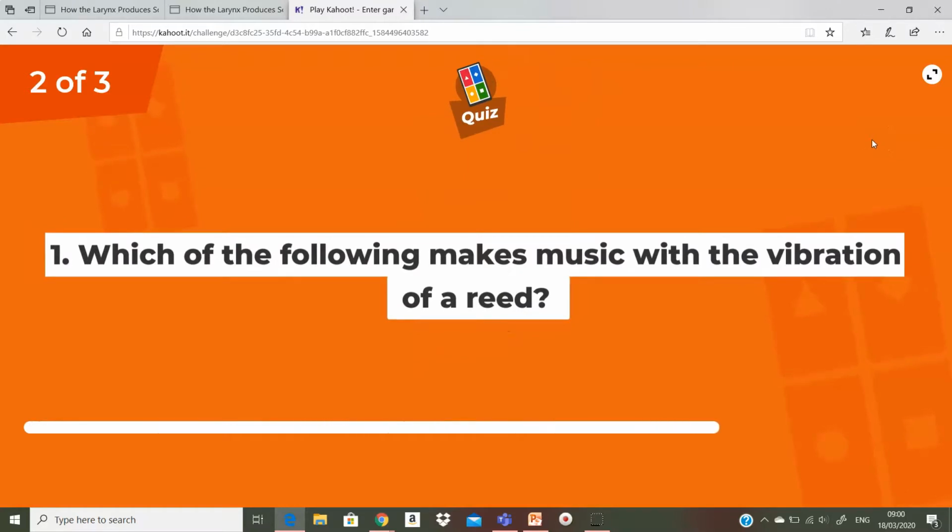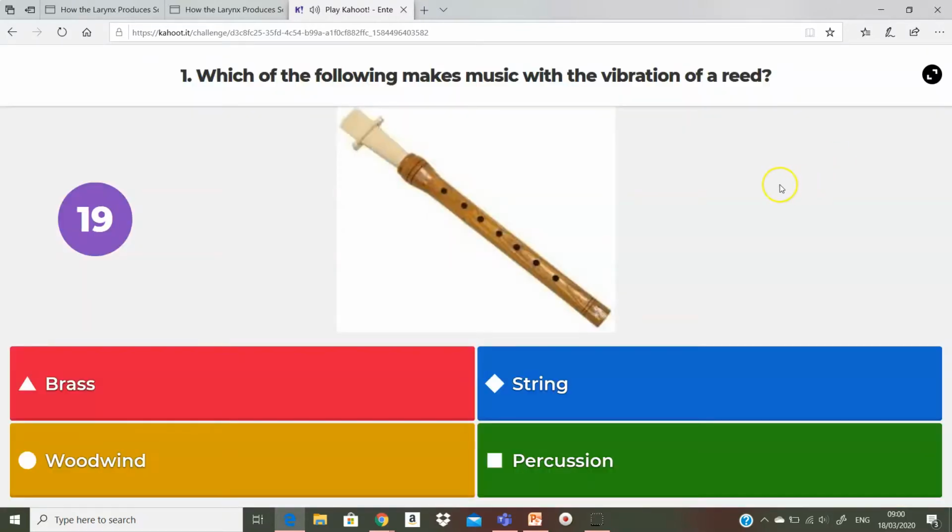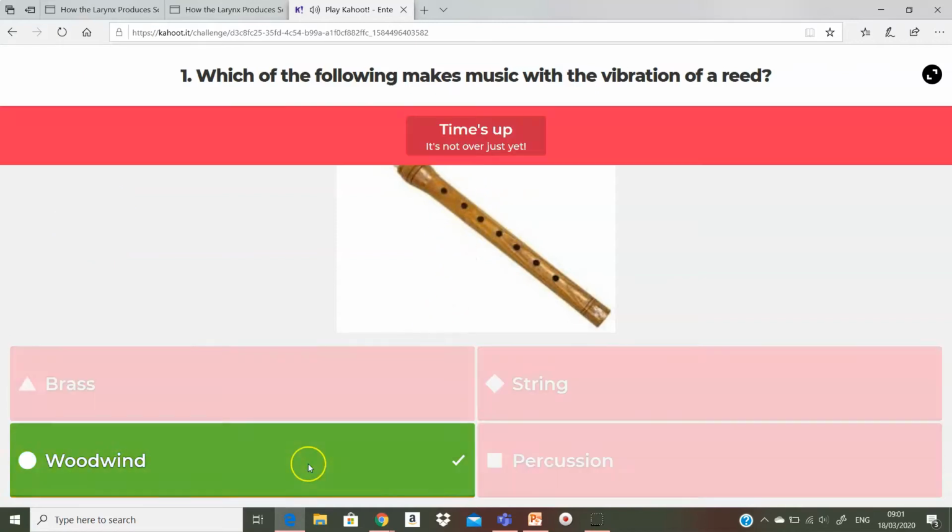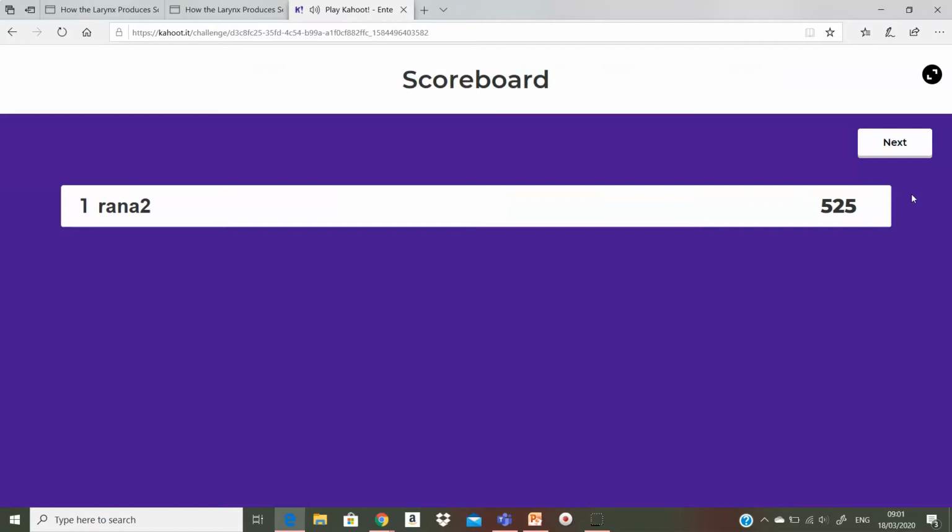Which of the following makes music with the vibration of the reed? This is a reed, so what makes it vibrate? Or which is the thing that the reed belongs to? So I'm just gonna use woodwind. Sorry, time up. So let's go to the other one. Unfortunately, I didn't get any points. I'm just gonna go to the next question.